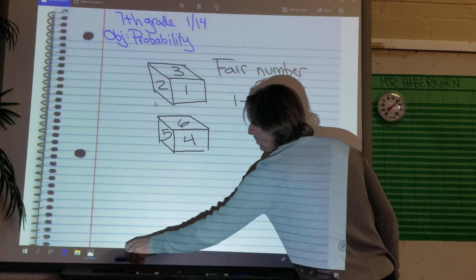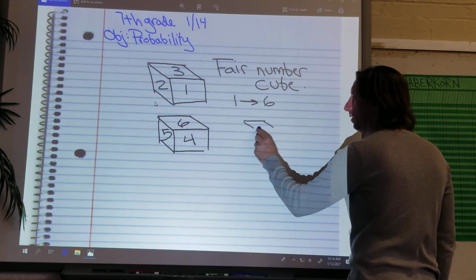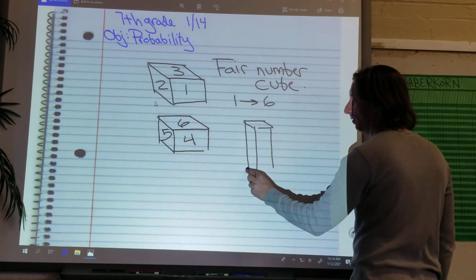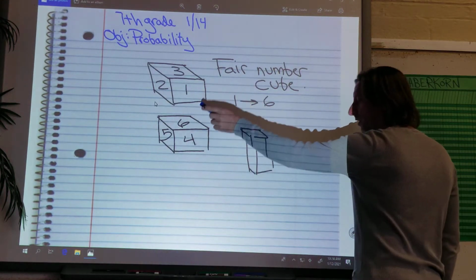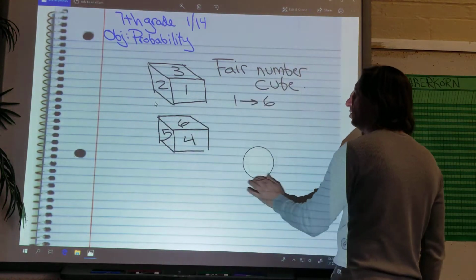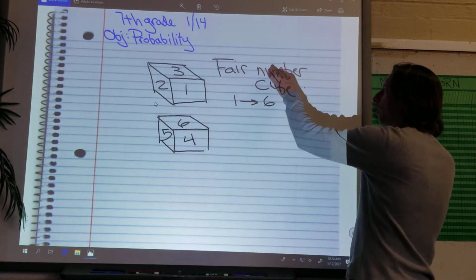That means it's not going to be a weird shaped number cube like this. It's not going to be anything weird like that. It's going to be a cube, so it's the same chances of landing on each side, okay? So that's why they call it a fair number cube.